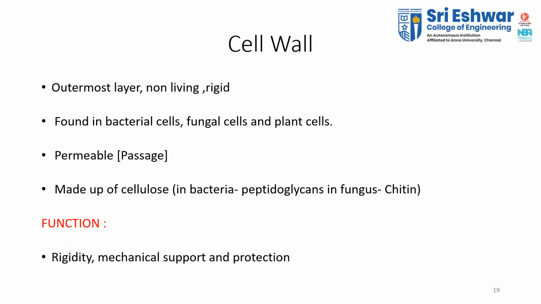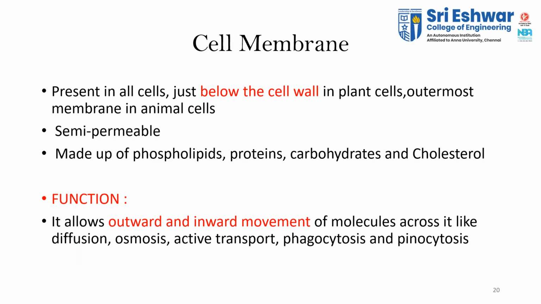And next comes the cell membrane. The cell membrane is the layer which is present below the cell wall in plant cells, and it is the outermost membrane in animal cells. In animal cells the cell membrane is on the outside; in plant cells the cell wall is on the outside. The cell wall and cell membrane are both used to protect and support the activity. This is semi-permeable. Semi-permeable means it does not pass all things inside; it blocks something and allows something. It is made up of phospholipids, proteins, carbohydrates, and cholesterols.